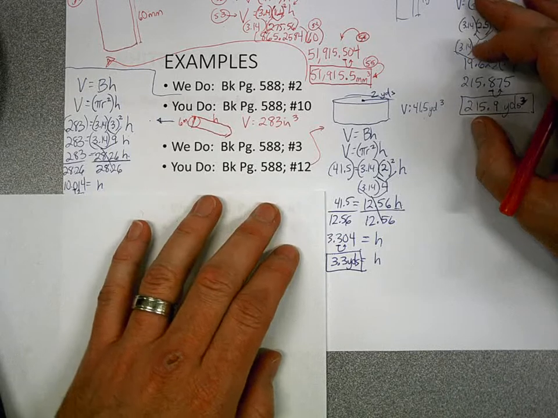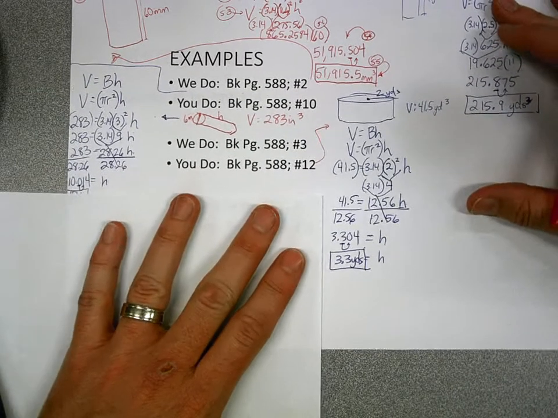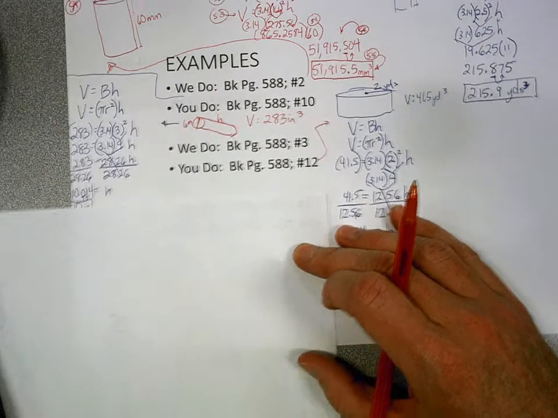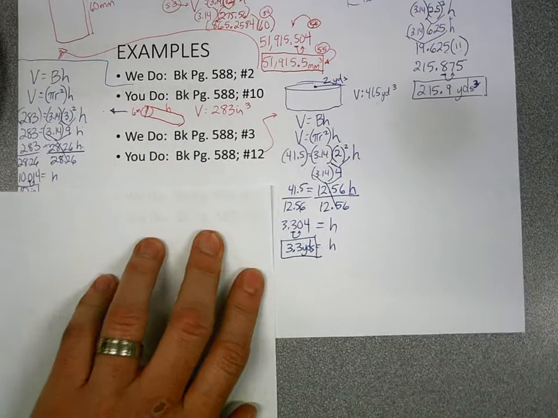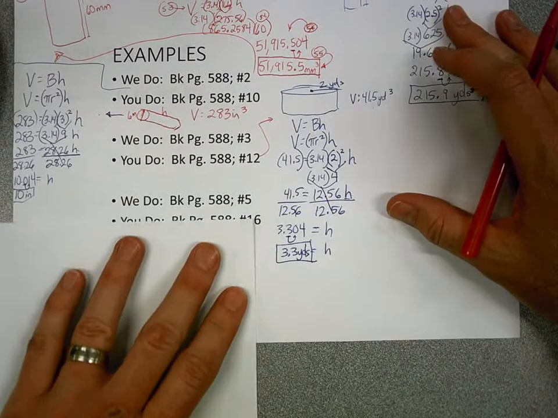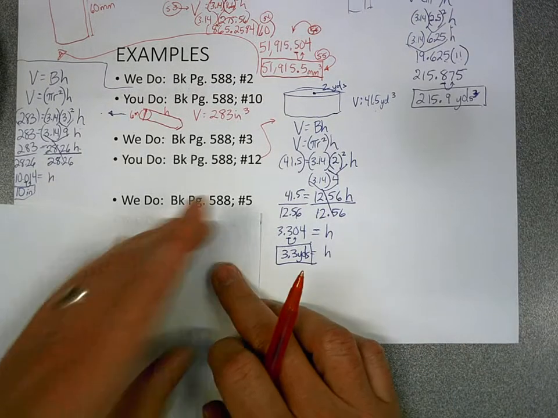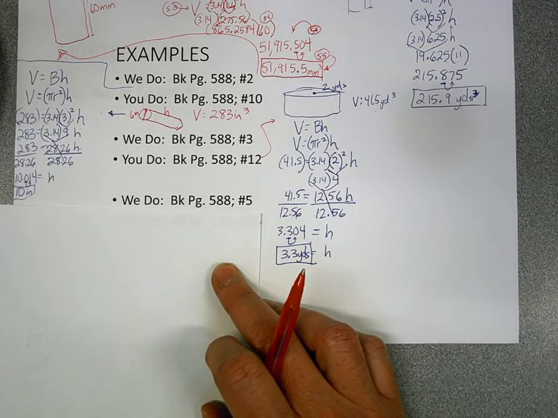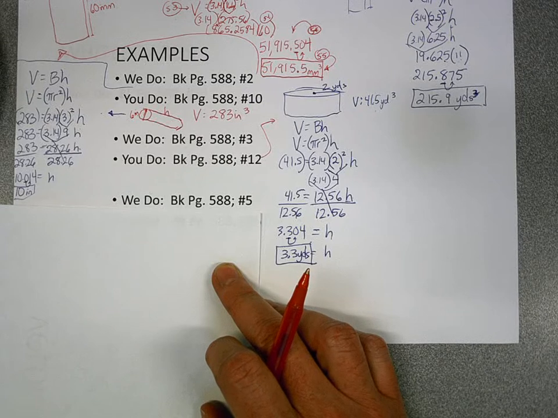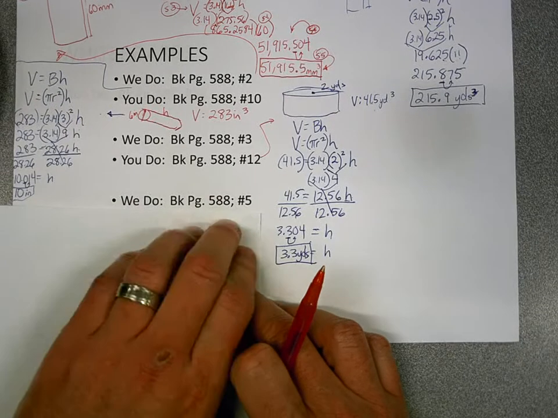All right, let's take a look at one more type of problem. So here we go. Let's take a look at, on page 588, problem number 5. It says an oak peg, like the one shown at the right, was used in a toy truck. Find the volume of the peg, round to the nearest tenth.